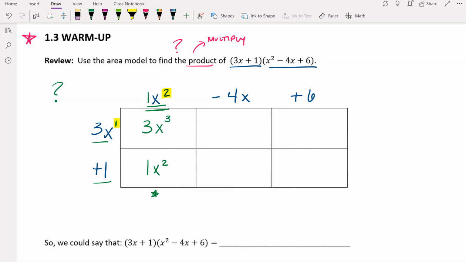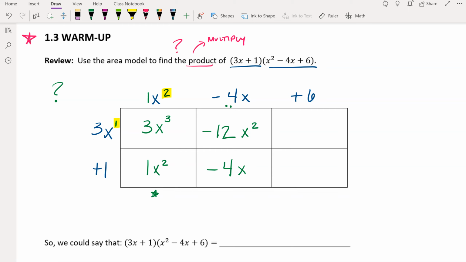So I'm going to erase these really quick. Sorry. And I'm going to now multiply the 3x times negative 4x. So 3 times negative 4 is negative 12. x times x is x squared. Cool. Then I'm going to do the 1 times negative 4x. So I get 1 times negative 4, and then we still have an x on there. All right, and let's do the last two.